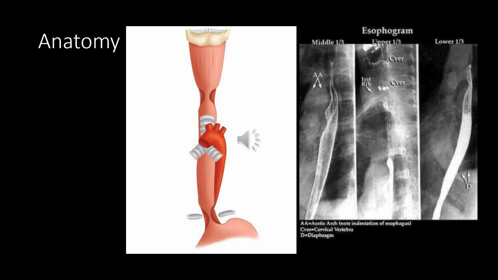The middle narrowing is due to an indentation of the anterior and left lateral esophageal wall caused by the crossing of the left main stem bronchus and aortic arch. The lowermost narrowing is at the hiatus of the diaphragm and is caused by the gastroesophageal sphincter mechanism. The cervical portion of the esophagus is approximately 5 cm long, the thoracic portion is 20 cm long, and the abdominal portion is 2 cm.